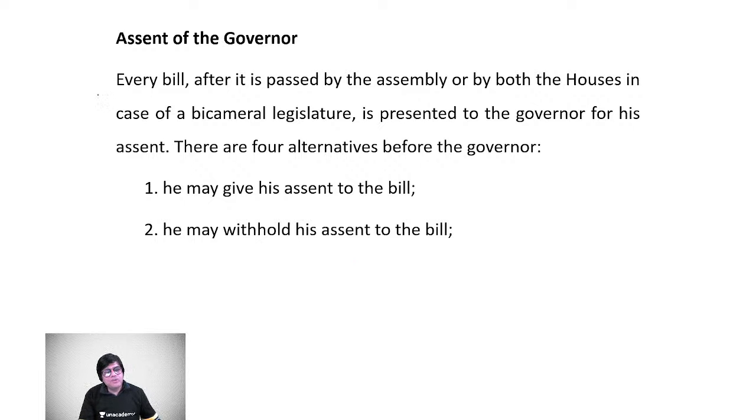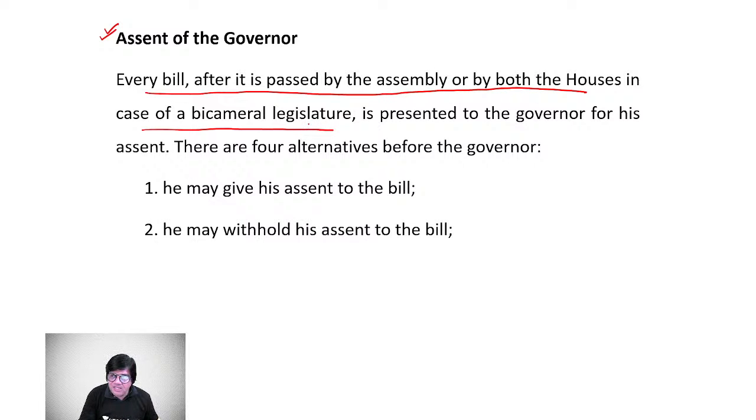Now let's talk about assent of the governor. Every bill, after it has been passed by the assembly or by both the houses in the case of a bicameral legislature, which I stated exists in only 6 states in India, like Maharashtra, Karnataka, Andhra Pradesh, Telangana, and Uttar Pradesh and Bihar. Of course, for Tamil Nadu also, Parliament had passed that act for the creation of a council, because Article 169 talks about creation or abolition of the council.